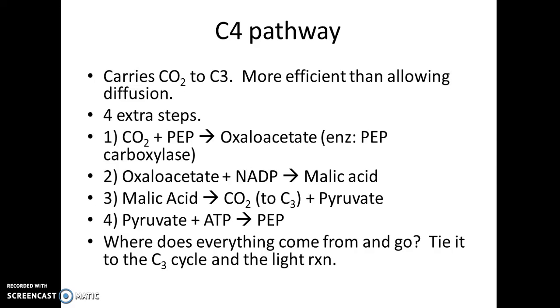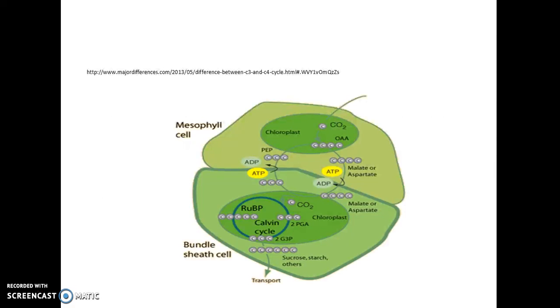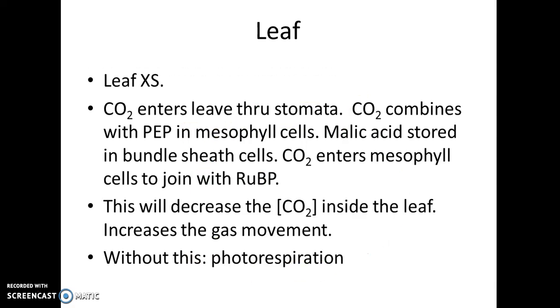So you might be asking yourself, what's going on here? And that's a really good question. So we need to know about a leaf cross section. The CO2 enters the leaves through these holes at the bottom of the leaf called stomata. The carbon dioxide combines with the PEP in the mesophyll cells. Malic acid is stored in the bundle sheath. CO2 then joins with RuBP carboxylase.